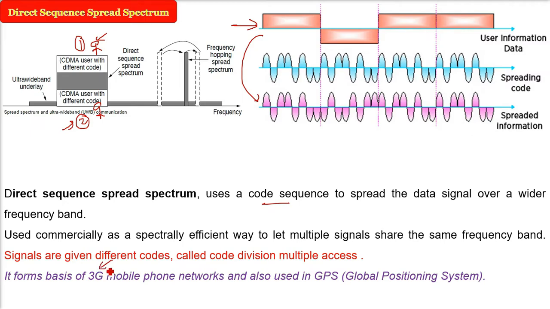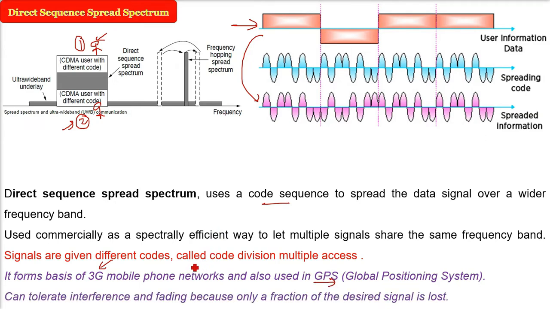So when the 3G mobile telephone networks came, CDMA formed the basis. GPS also uses it. The GPS signals are on CDMA, and because we have multiple codes, it can tolerate interference and fading, because only a fraction of the desired signal is lost.